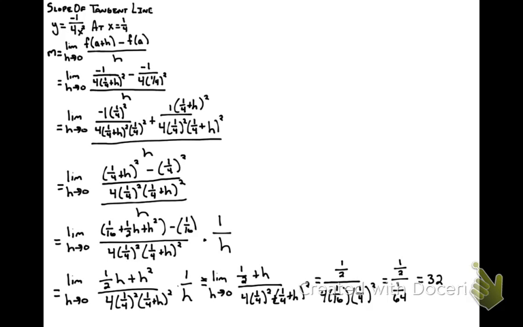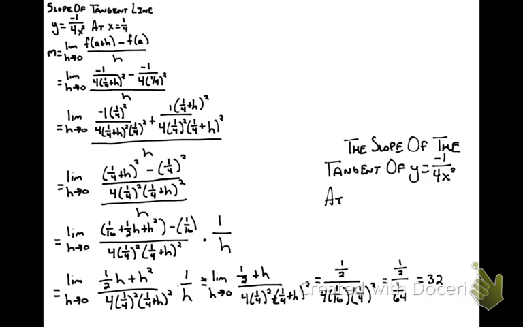This allows me to conclude that the slope of the tangent line of y equals -1 over 4x squared at x equals 1/4, so at that particular point, is 32. And notice the issue is the algebra here, and just how do you clean this up.